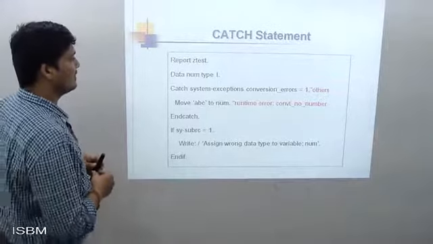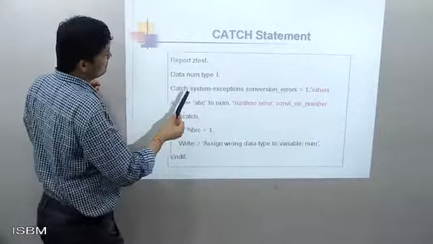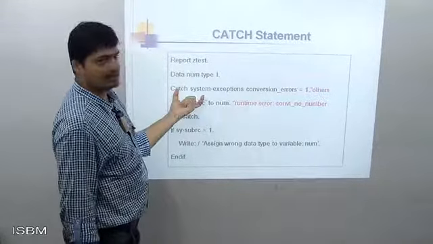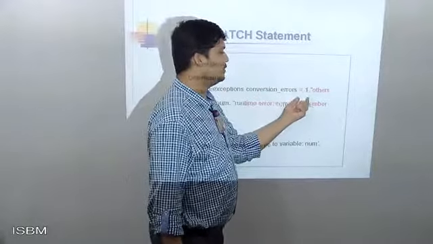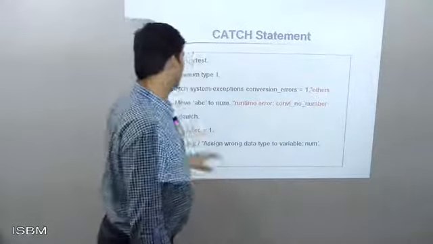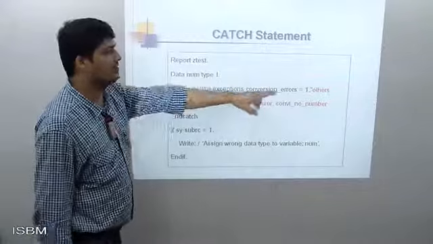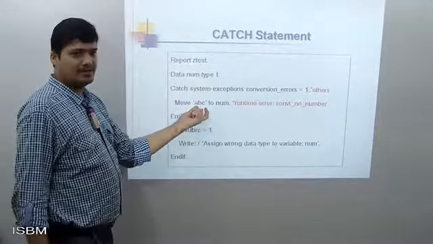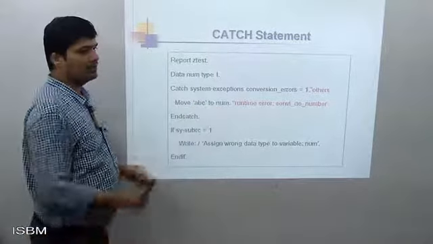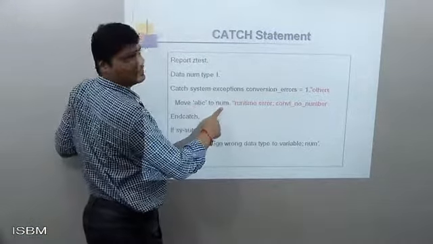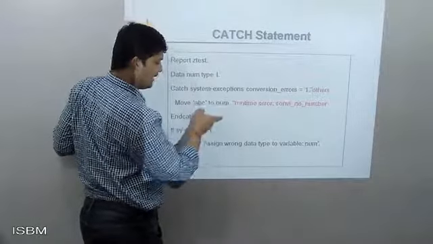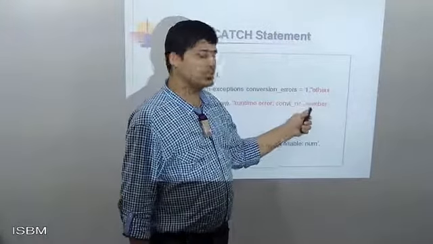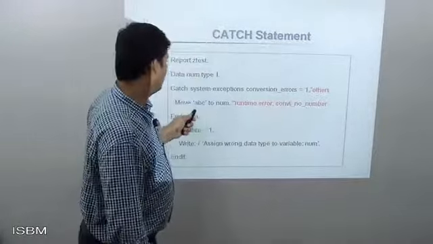Then we have the catch statement. How are we writing the catch statement? Starting with REPORT gtest, DATA run TYPE I, then CATCH SYSTEM-EXCEPTIONS conversion_errors = 1. You can also write others = 1. MOVE ABC TO num. But how can ABC be moved into num, because ABC is a character type and num is a numeric type? It is not possible to move a character type into a numeric type, so this shows you a runtime error, convert to number.